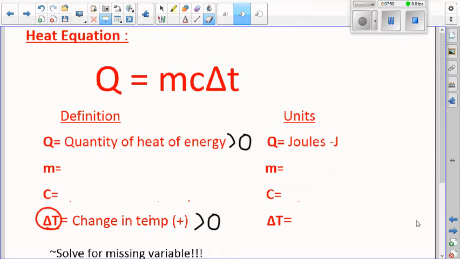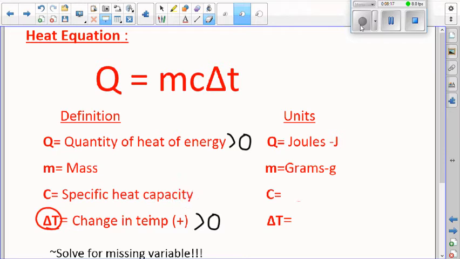What do you guys think M stands for? Mass. What do you think the units for mass are? Grams. Mass in grams. Alrighty, C, that's that new term. That is your specific heat capacity. And those units are joules per gram degrees Celsius. If I want to write that a slightly different way, joules over grams degrees Celsius.